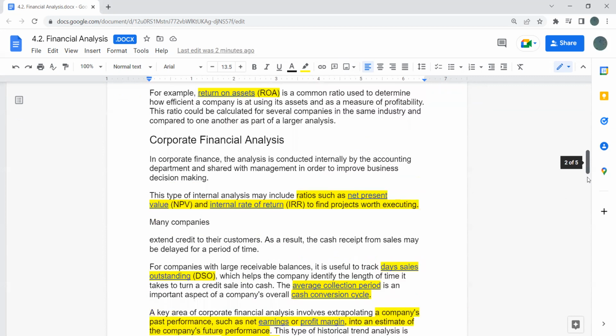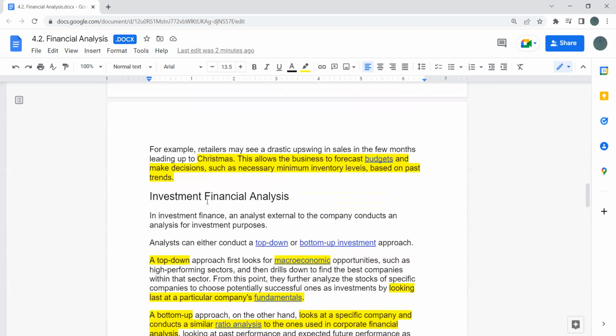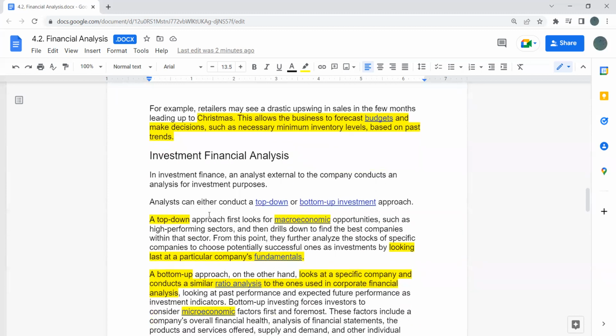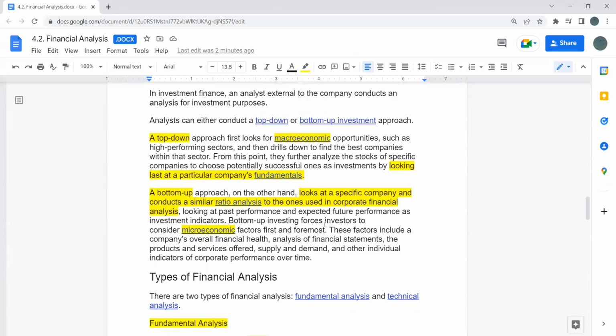Previously, we talked about corporate financial analysis, and now we talk about investment financial analysis. A top-down approach is the macroeconomic. So they're looking last at a particular company's fundamentals. What does it mean? A top-down approach first looks for macroeconomic opportunities, such as high-performing sectors, and then drills down to find the best companies within that sector.